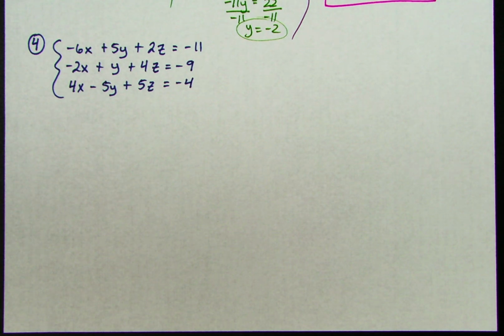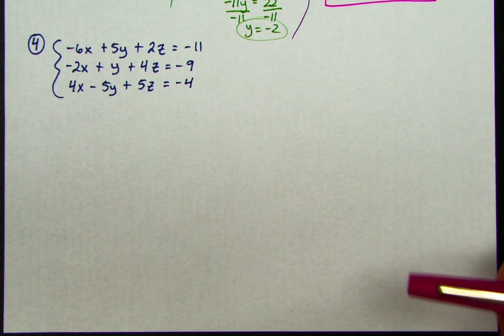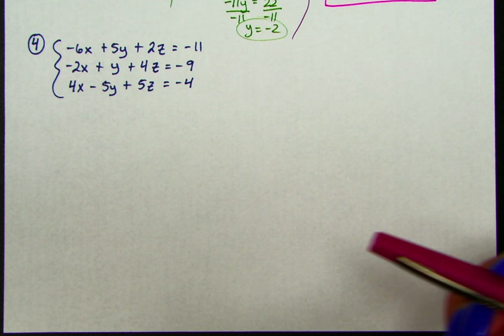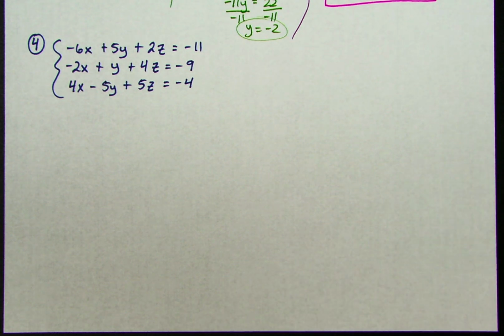Example, again, we are solving by elimination. So if you haven't already, pause the video and I would like you to try to work through it. Now our first step is to decide which variable to eliminate. And again, it doesn't matter, but usually we want to try to pick the easiest one.